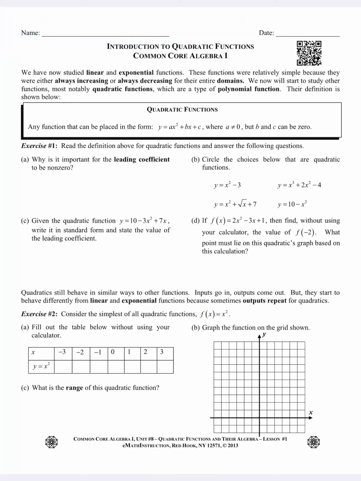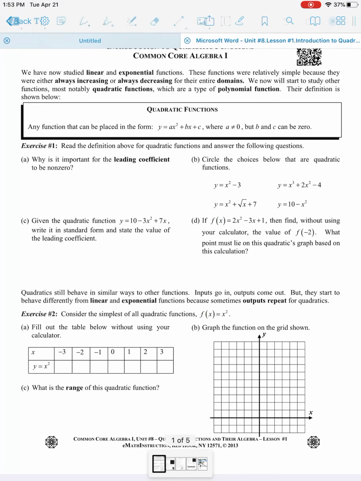So we'll start off with the very definition of what a quadratic function is. Now, if you saw my introduction video, you already know that every quadratic function is in the form of y equals ax squared plus bx plus c, and a cannot equal 0, but b and c can be 0.